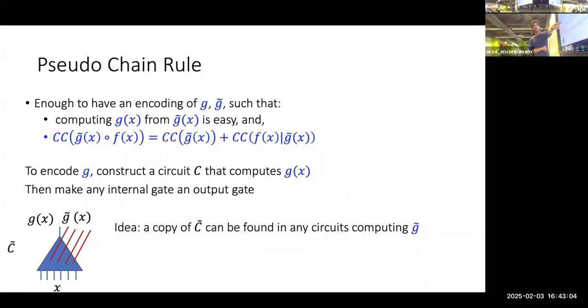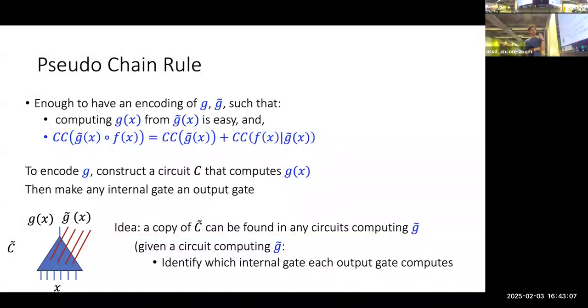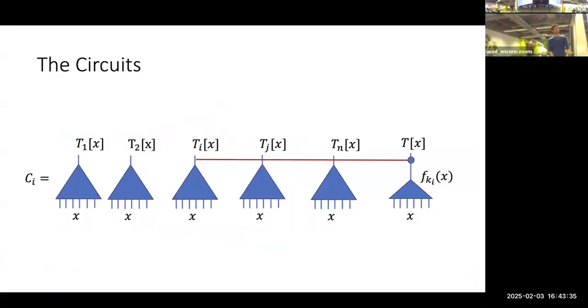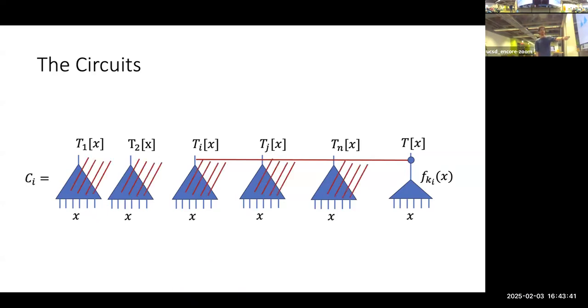Because given a circuit that computes G hat, we can identify, for any output gate of G hat, which internal gate of C hat it computes, and then we can just rewire the circuit according to the wiring of C hat. And we do not increase the size of the circuit that computes G hat, so the size stays the same. And this is the encoding. So now if we go back to the obfuscation, if we take the circuit Ci that we constructed and apply this encoding, outputting all the internal gates of all of these circuits, we get a circuit that we cannot obfuscate by the sample. And this is the idea.